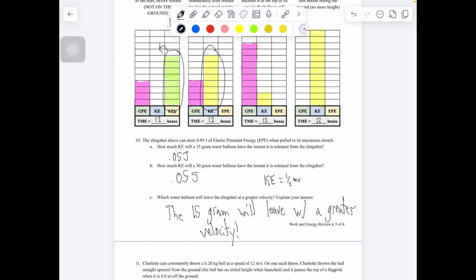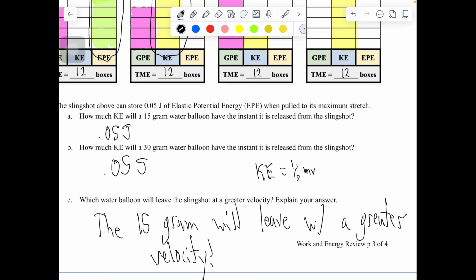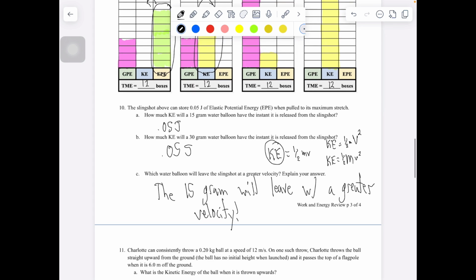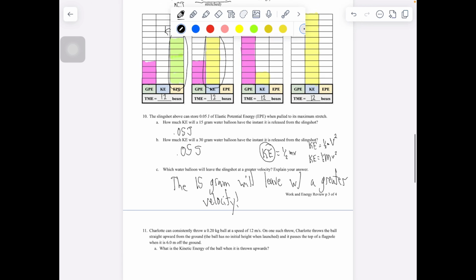So, if we look at our equation, we can split it up 2 ways. For the same kinetic energy, we can have that kinetic energy where the object has a really tiny mass and a large velocity. Or they can have a big mass and a small velocity, both giving the same kinetic energy. So, since the objects have the same kinetic energy, whichever one has the smaller mass, just like our lighter Nerf dart had the smaller mass and the greater velocity, the lower mass water balloon will leave with a greater velocity, since the same amount of energy is stored in that slingshot.